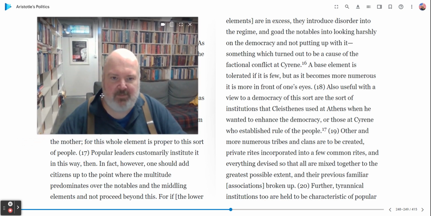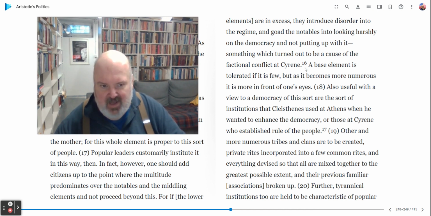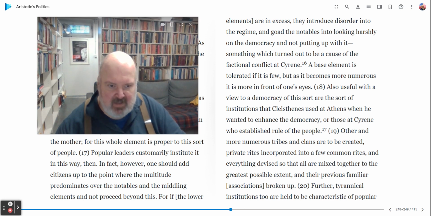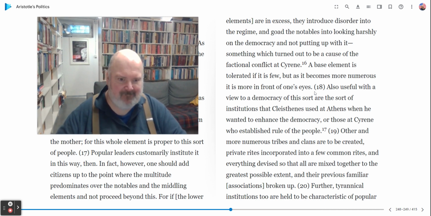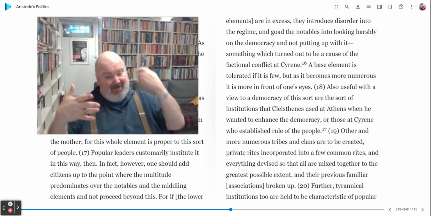For if the lower elements are in excess, they introduce disorder into the regime and goad the notables into looking harshly on democracy and not putting up with it. Something which turned out to be the case in the faction at Cyrene. Again, this is a reference to the civil strife there. Now he's going to talk about it. A base element is tolerated if it is few, but if it becomes more numerous, it is more in front of one's eyes. In other words, a base element can be tolerated if it's few, but if it's everywhere, people react against it.